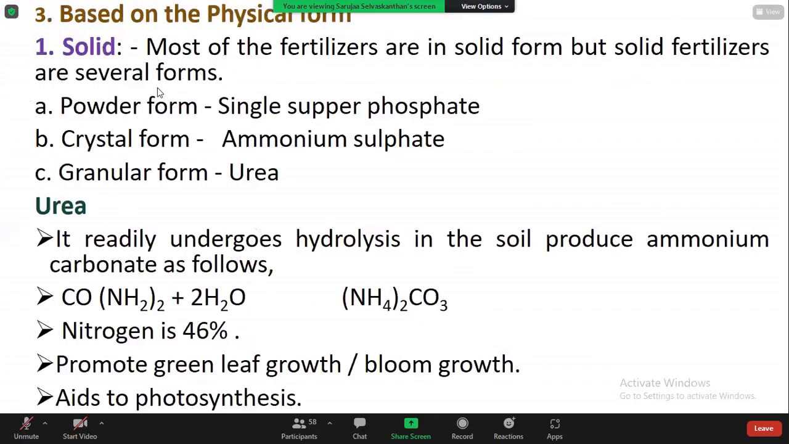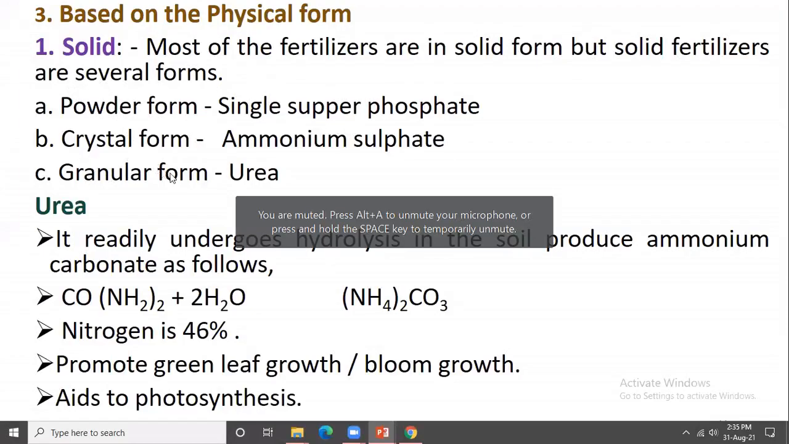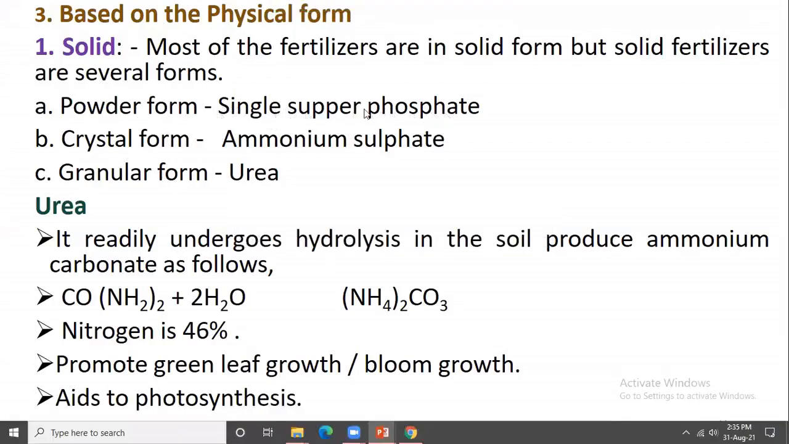Okay. We move to the third one, based on physical form. What are the physical forms? Solid form or liquid form? Only 2 forms. Most fertilizers are in solid form, but solid fertilizers come in several forms: A, powder form; B, crystal form; and C, granular form. Powder form example: single superphosphate. Crystal form example: ammonium sulfate. Granular form: urea.